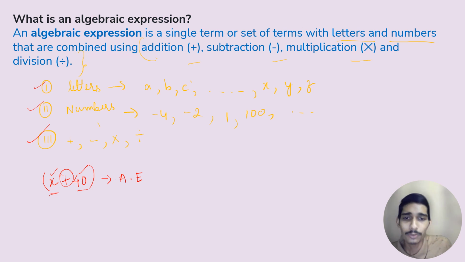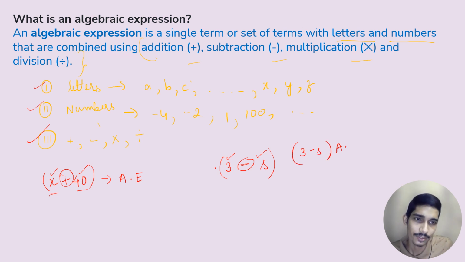Similarly, you can take any other example. First we can write the number also. Suppose I have a number 3, I have a letter, suppose s, and now instead of a plus operator, I will use a subtraction operator, that is the minus sign. Here also you can see that all three things are there. The number is there, the letter is there, and a mathematical operator is there. So we will say that 3 minus s is an algebraic expression.